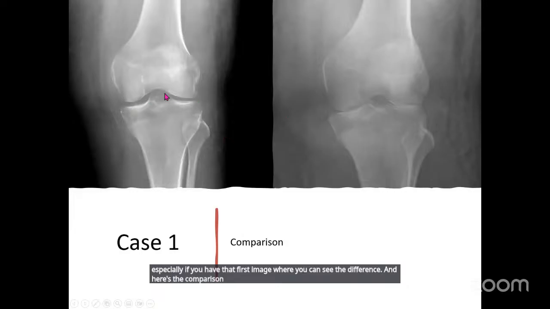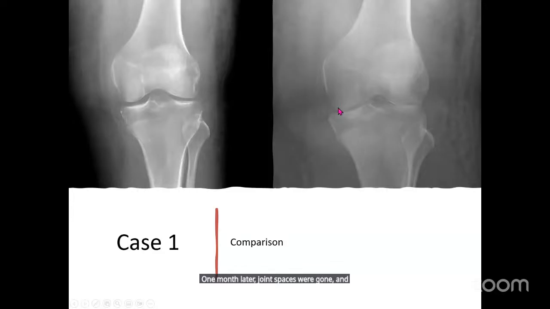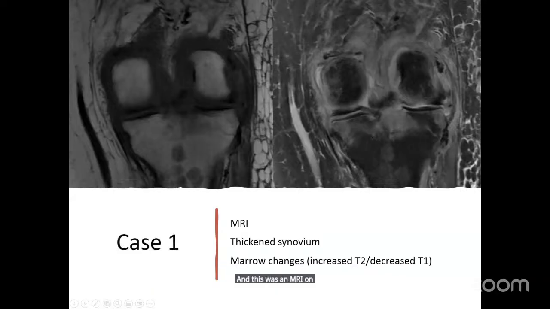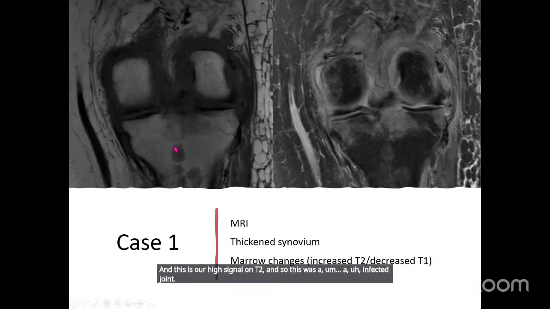This was the initial image. 1 month later, joint spaces were gone, and you can see there's kind of periarticular osteopenia. Some of the bone is starting to be affected. And this was an MRI on the same patient. And this is our low signal T1, and this is our high signal on T2. And so this was an infected joint. Something else, just quickly while we have this, is this here is not infection.